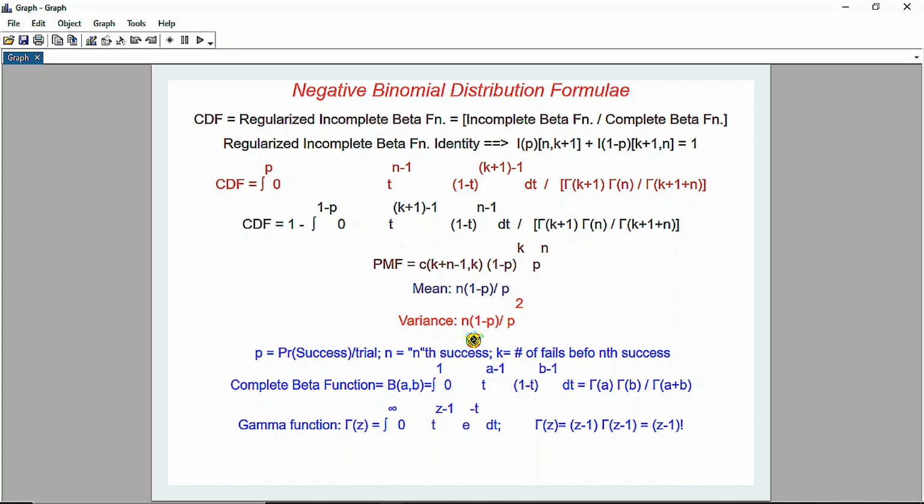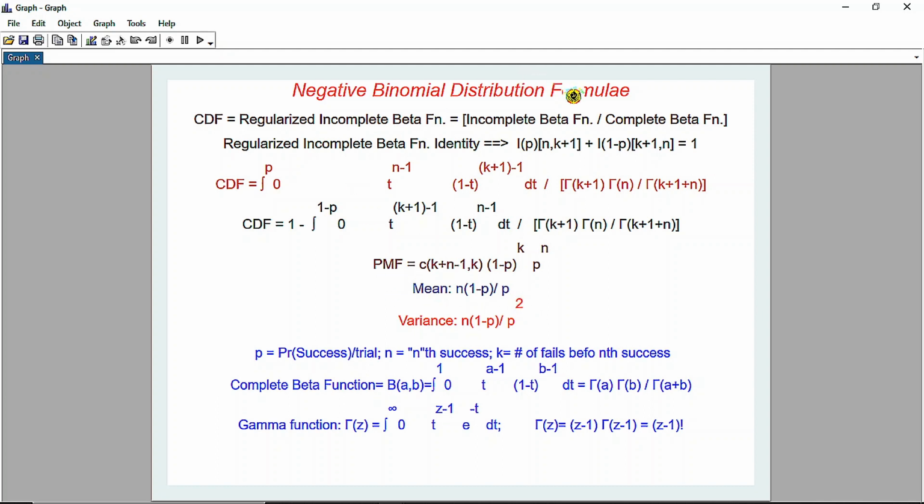The variance is given by this formula, and we can express it in terms of mu divided by p, because n times 1 minus p divided by p is equal to the mean. So this is equal to mean by p, and as p is between 0 and 1, the variance is always greater than the mean. That is why we use the negative binomial distribution in a situation where variance is greater than mean. Now let us see the probability mass function.